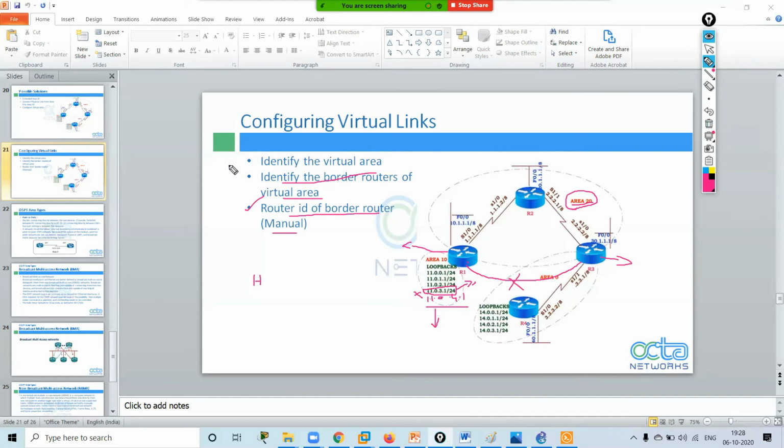Understood? These are the three things you need to keep in mind. First, identify the virtual area, the area between the discontiguous area and area 0. Then identify the border routers of virtual area. So border routers of virtual area are R1 and R3. Router ID of border router should be manually configured, as I told you. So you understood the plan over here. This is the plan.